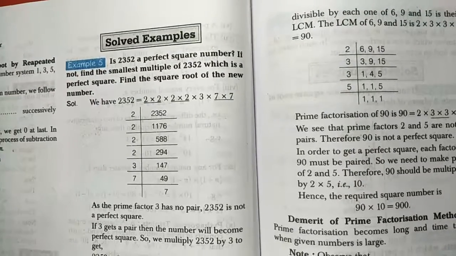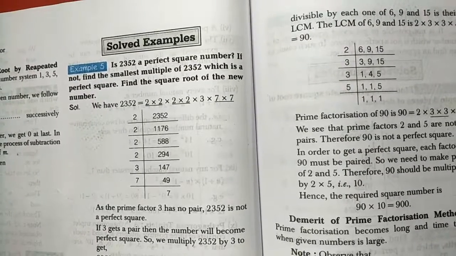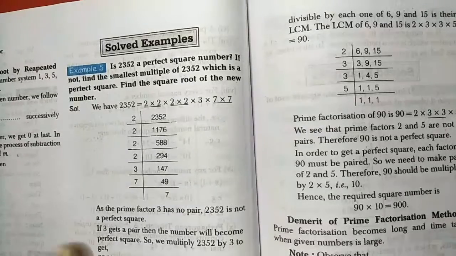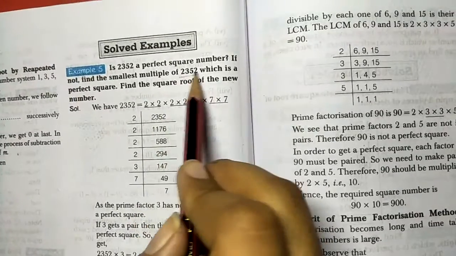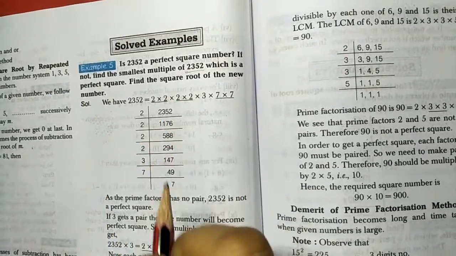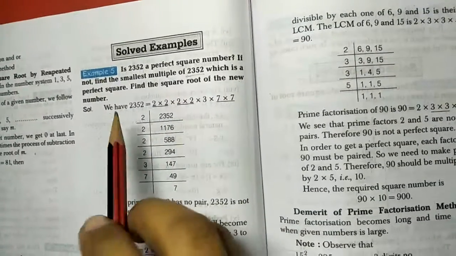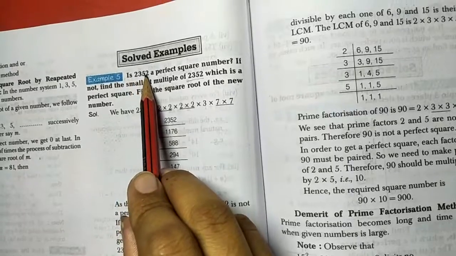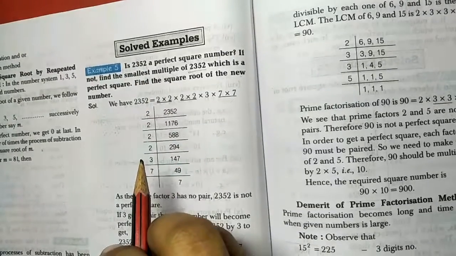Now, how will we find the perfect square without learning it, if there is such a big number? How will you do it with the prime factorization method? Here is the first method, which is called the prime factor method. This is the number 2352 and we have to find the perfect square for this.